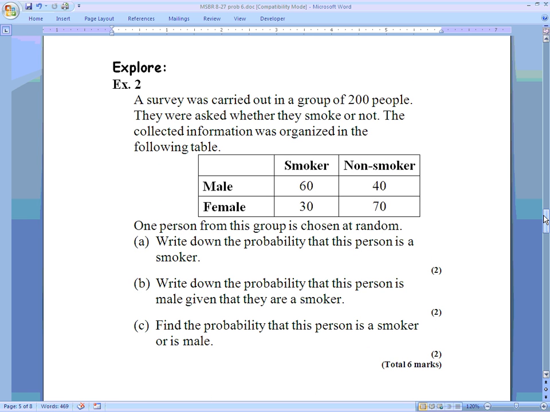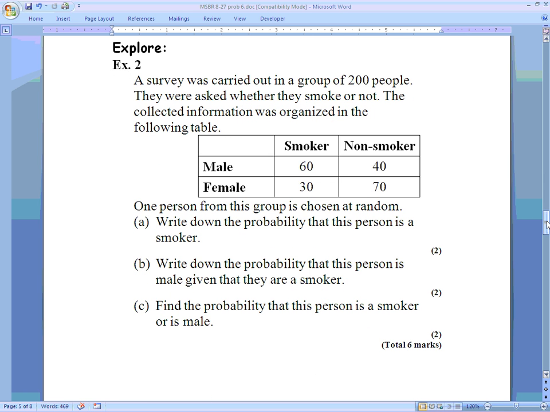Let's do another example like that, this time with a table. A survey was carried out with a group of 200 people. They were asked whether or not they smoke. The collected information was organized in the following table. So this is an example of experimental probability like we did at the very beginning of this chapter. One person from this group is chosen at random. Write down the probability that this person is a smoker.